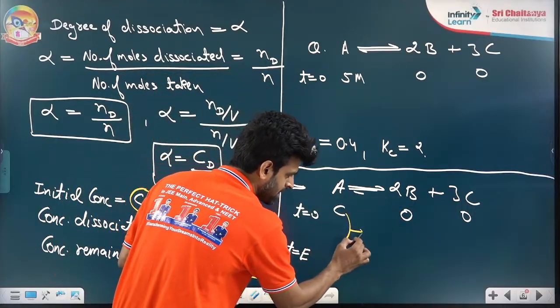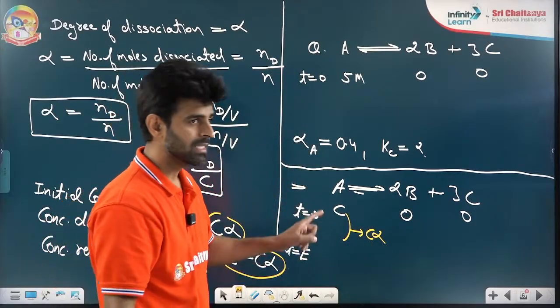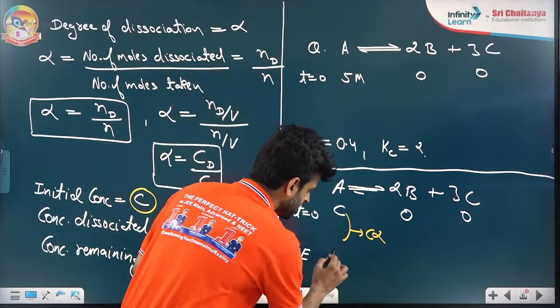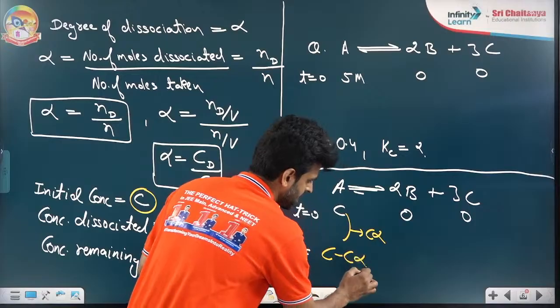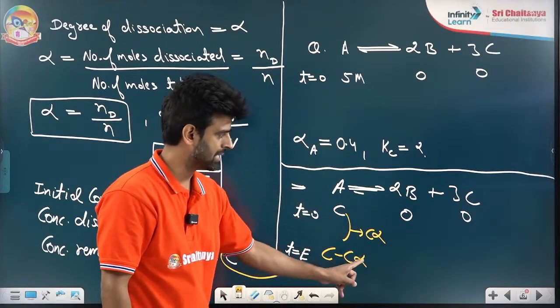How much finish? C alpha. This is how to use it. C was taken, C alpha finished. So how much remaining? Remaining is C minus C alpha. Initial, dissociated, remaining C minus C alpha, right?